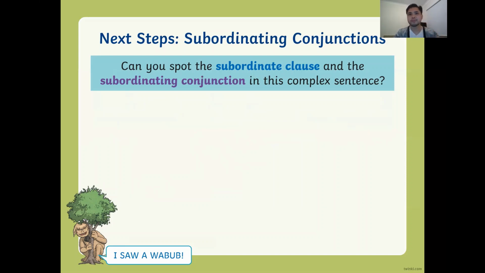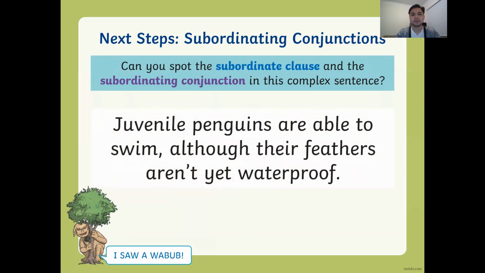Can you spot the subordinate clause and the subordinating conjunction in this complex sentence? Juvenile penguins are able to swim, although their feathers aren't yet waterproof. The subordinate clause is that area that's turned blue, although their feathers aren't yet waterproof. And the subordinating conjunction is, if you said although, you would be correct.